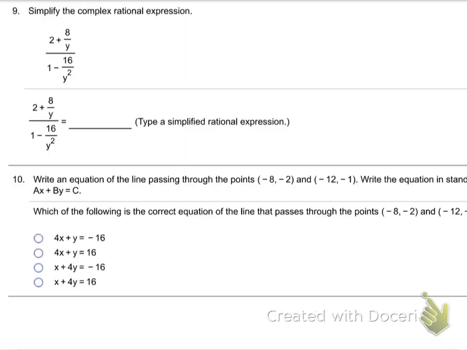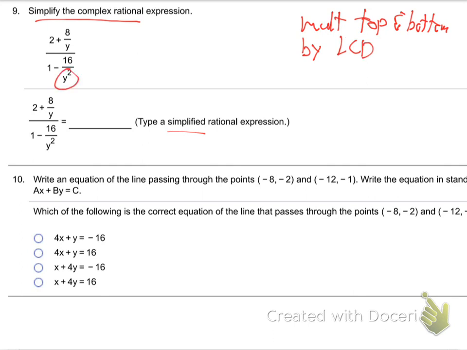Okay, so number 9 here is a complex fraction. We call it complex, so we want to simplify it. So how do we simplify it? You basically have to multiply top and bottom by the LCD. See how we have a y squared and a y as our denominators? So what's the LCD? What's the common denominator then? Y squared, huh? So multiply by y squared. Oops, I'm not writing that very neatly.